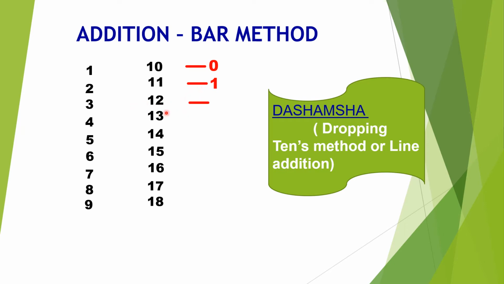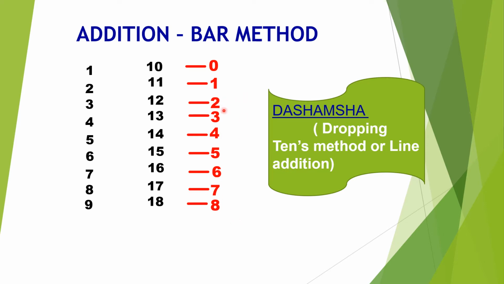Now 12 can be represented as small bar and 2. 13 also a small line and 3. 14 we can write as small line and 4. You can call it line or bar, anything is correct. Small line and 5. Now 16 means how do we write? Yes, it is small bar and 6. 17, small line and 7. 18, again small bar and 8 we will be writing.